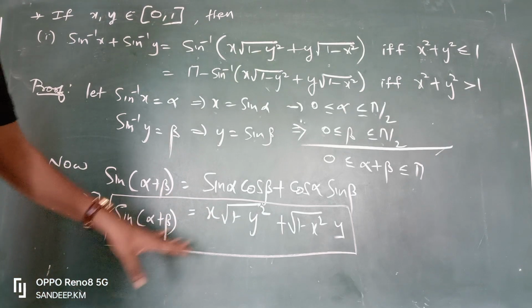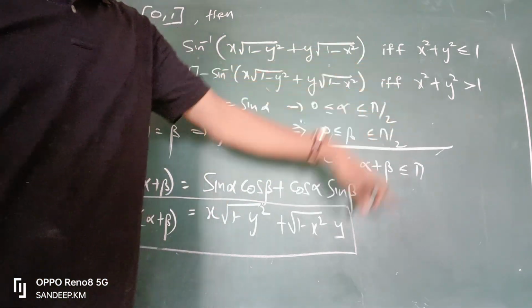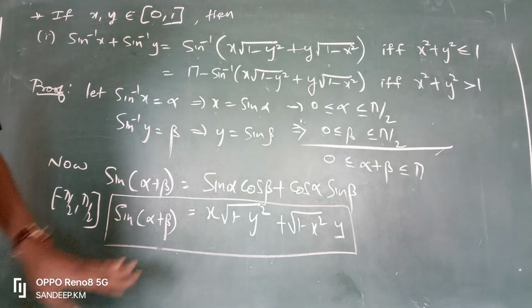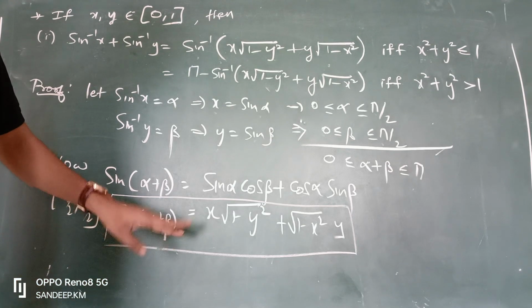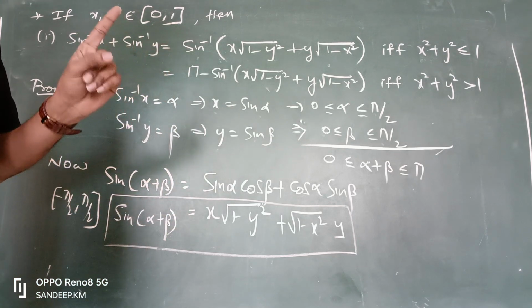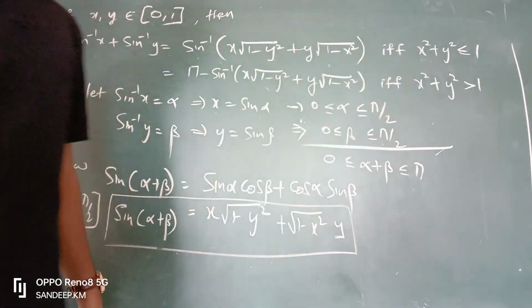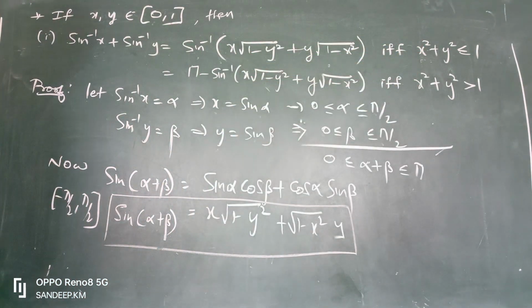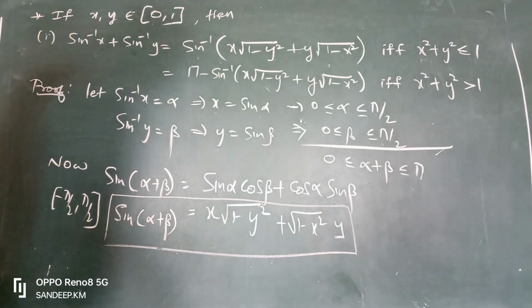This is the reason why we are having two different cases. So now remember this, from here on we will go in two different cases. Case 1 is when x square plus y square is less than or equal to 1. So let us see what happens if x square plus y square is less than or equal to 1.